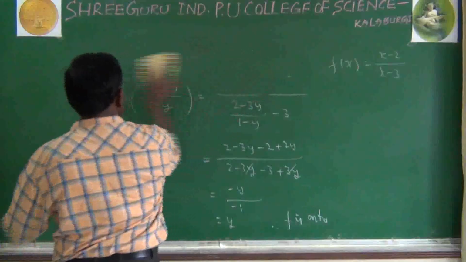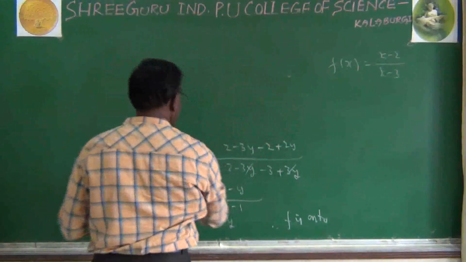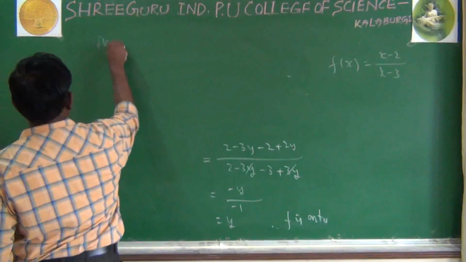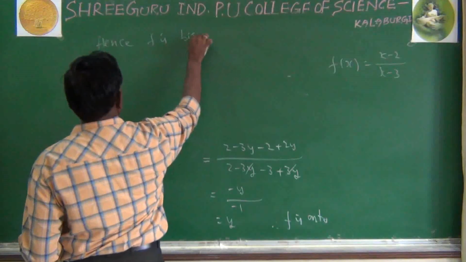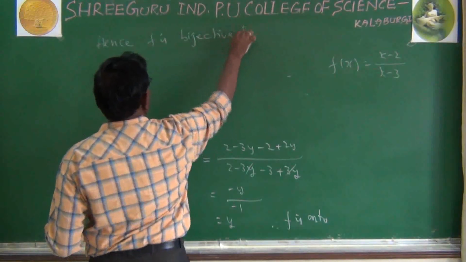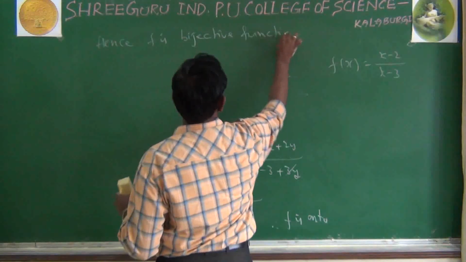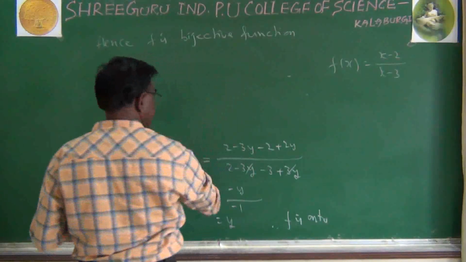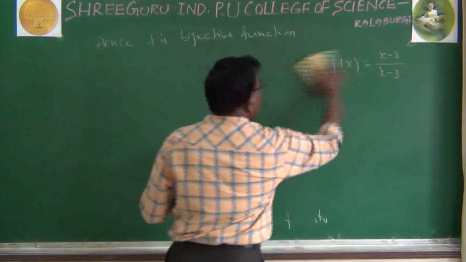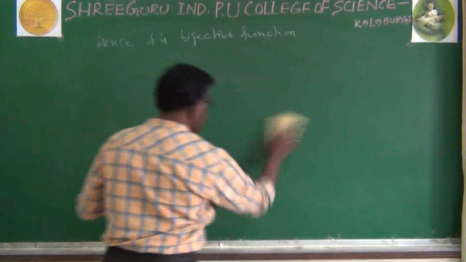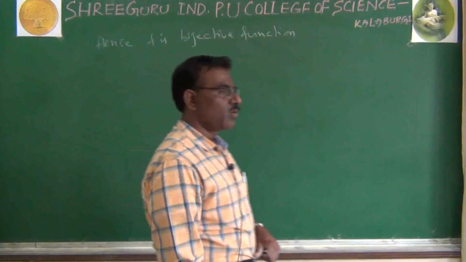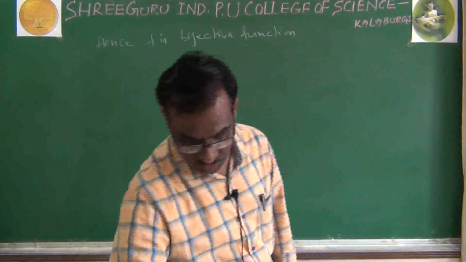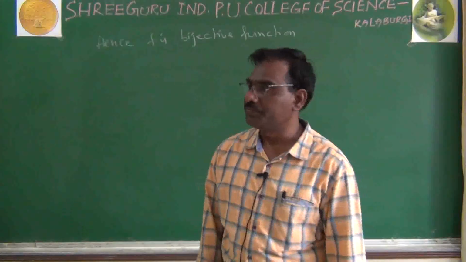This is also a very important problem. Hence, the answer: f is a bijective function. When you say bijective function, it must be both one-one and onto.